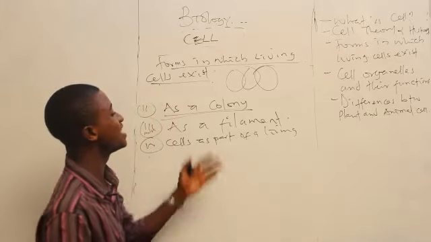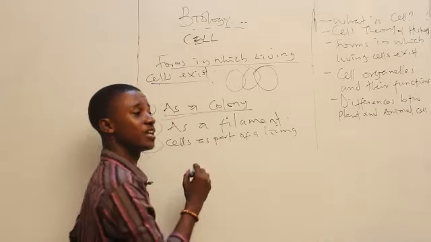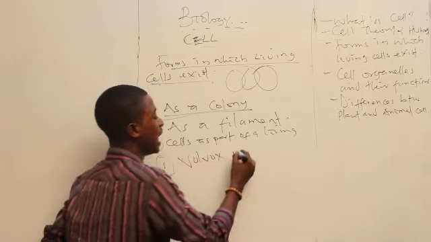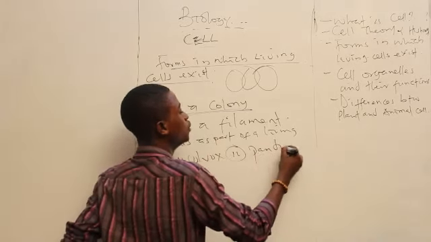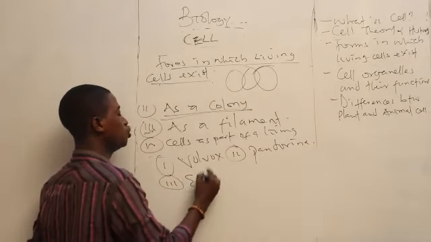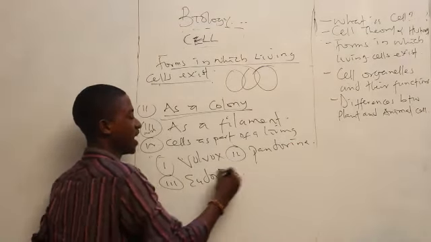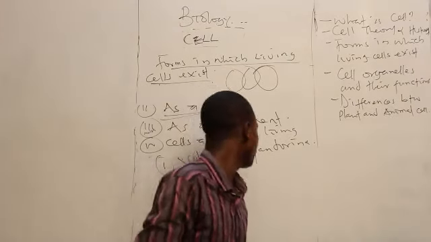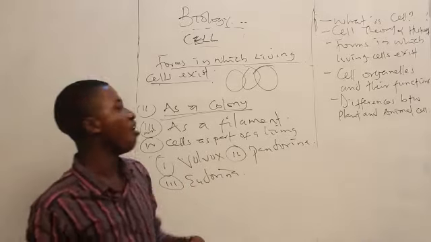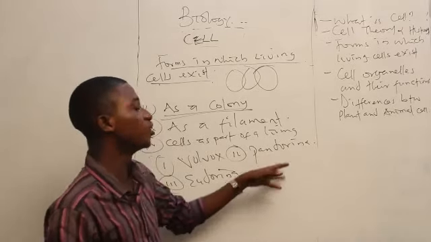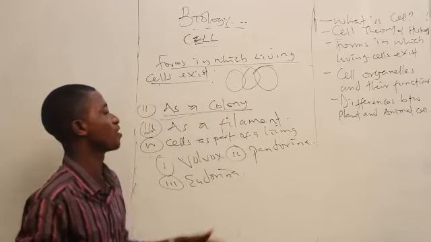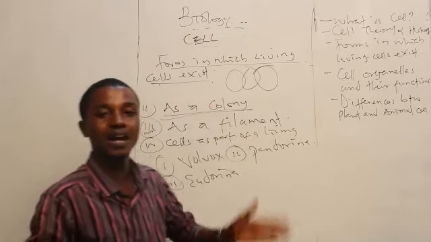So cells that exist as a colony, a very good example of them is the volvox. Another is the Pandorina. Another is the Eudorina. So we have the volvox, we have the Pandorina, and we have the Eudorina. Now Eudorina has more cells than Pandorina. It has more clusters than Pandorina. We have the volvox. So these are examples of cells that fall under this group as a colony.